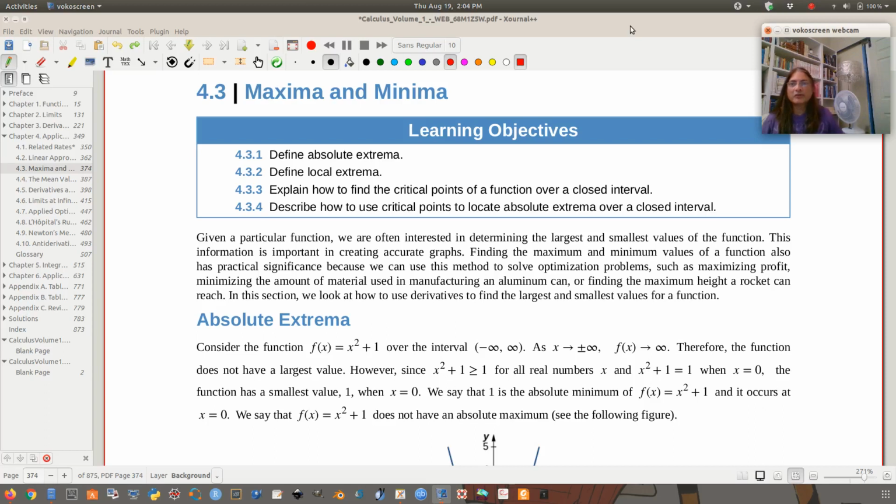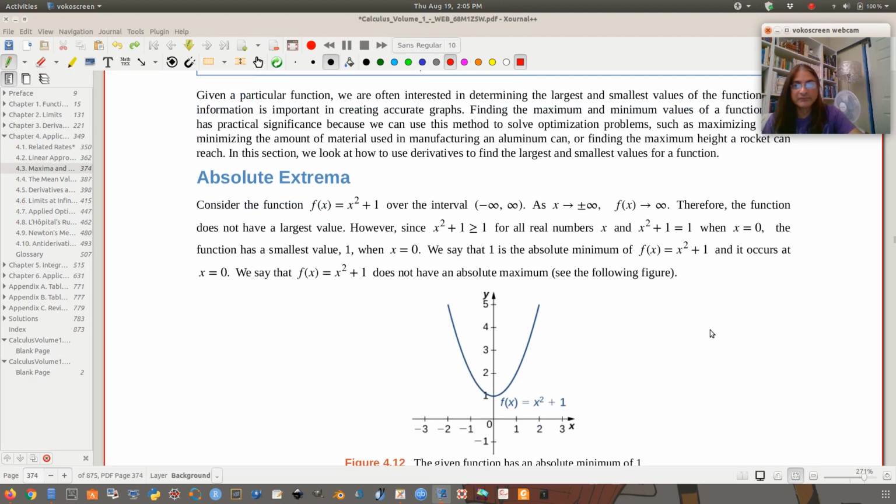In this section we will learn about maxima and minima of a function. We will look at absolute maxima or minima, also called extreme points, which could be minimum or maximum, or relative, absolute versus relative. Absolute means the absolute maximum value.